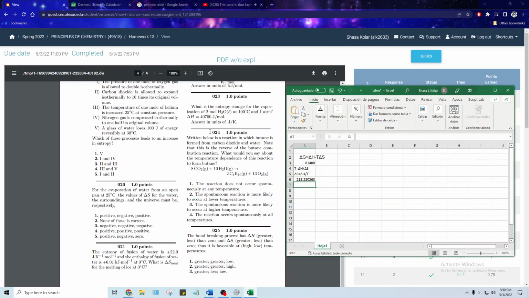Next is a reaction in which butane is formed from carbon dioxide and water. So if it's the opposite of combustion, guess what? Things don't uncombust.